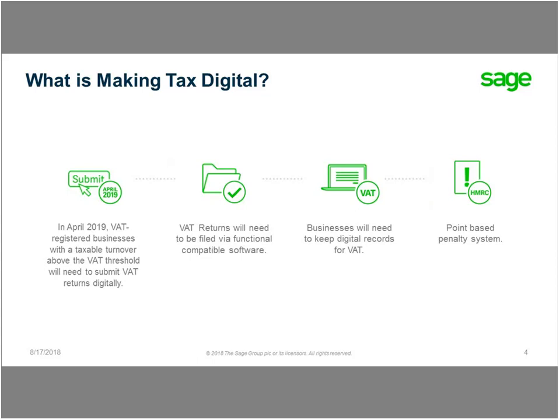So MTD starts with VAT, and that's what we're really going to focus on today. MTD for VAT means that in April 2019, VAT-registered businesses with a taxable turnover above the VAT threshold will need to submit VAT returns digitally. This means you'll no longer be able to log on to HMRC's gateway and type it in manually, and a vast majority of businesses actually do that today. So there's going to be a change there. And what HMRC have said is that VAT returns will need to be filed via functional compatible software.